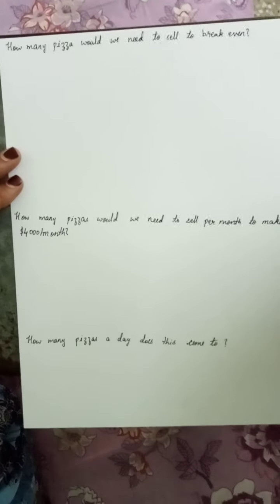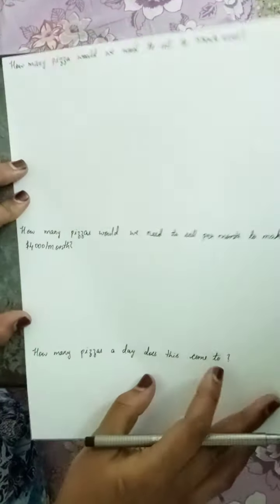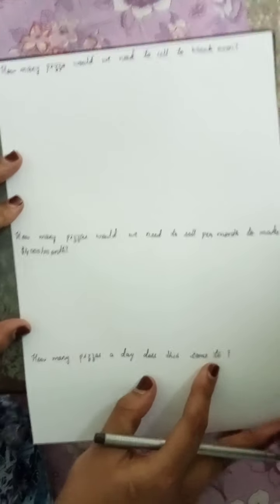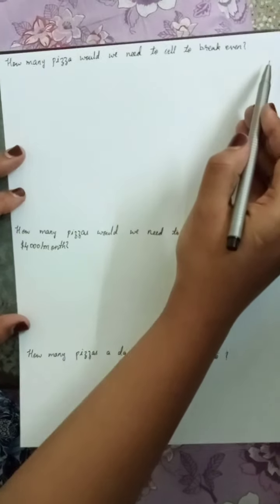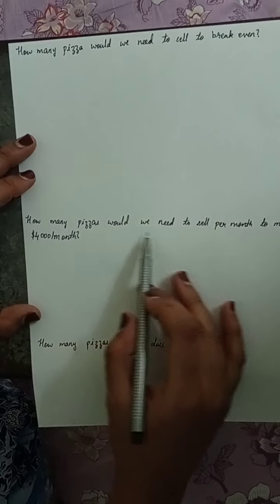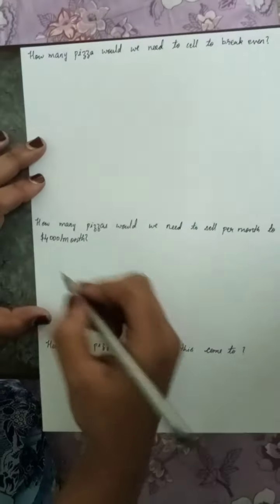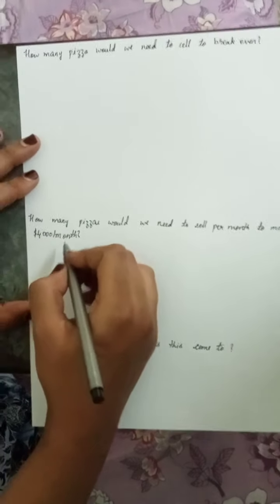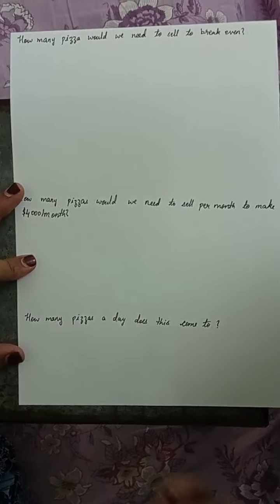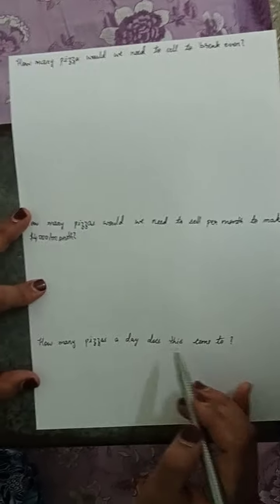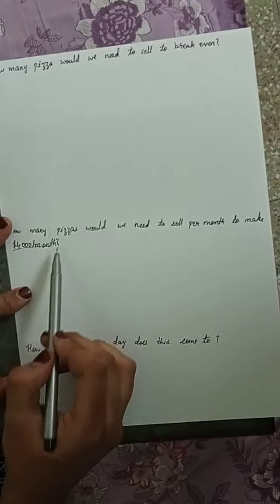Okay, so now if we have to see the pizza profit or loss that is going on in my business, I need to see these three basic questions. That is, how many pizzas would we need to sell to break even? Now I have already told you what break even is. How many pizzas would we need to sell per month to make 4,000 per month? Now since this is a startup business, I have kept it as 4,000. If you guys want, you can keep it more and solve the problem. Now how many pizzas a day does this come to, so that I get a profit of 4,000 per month?